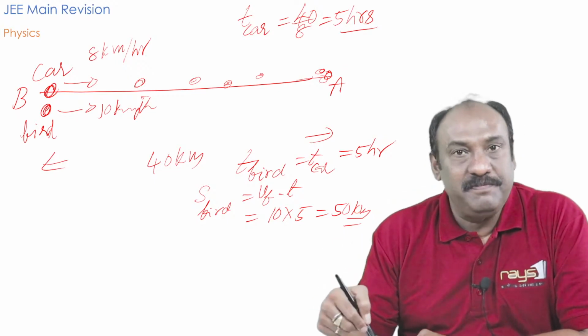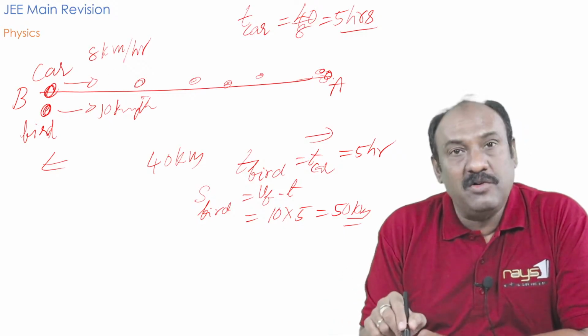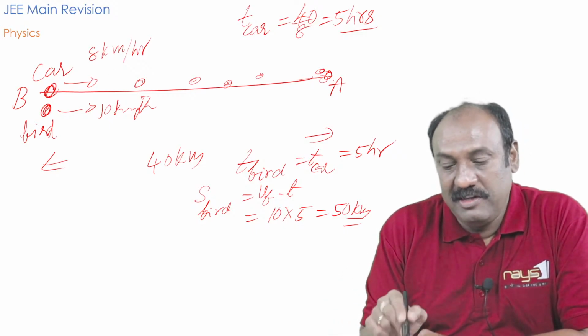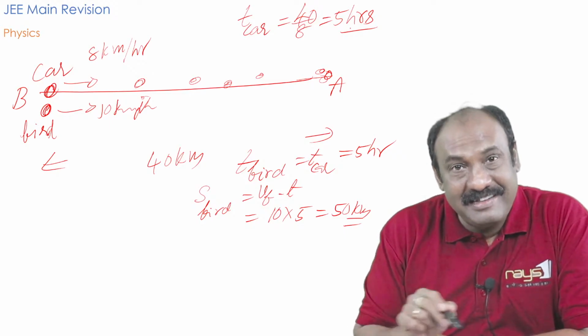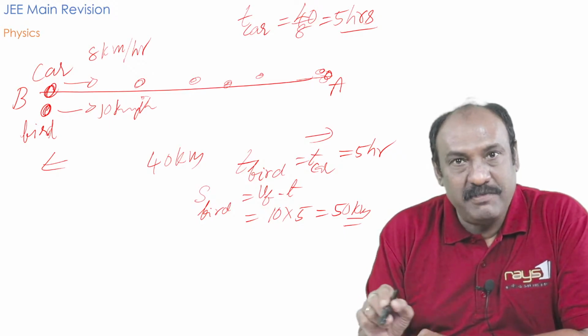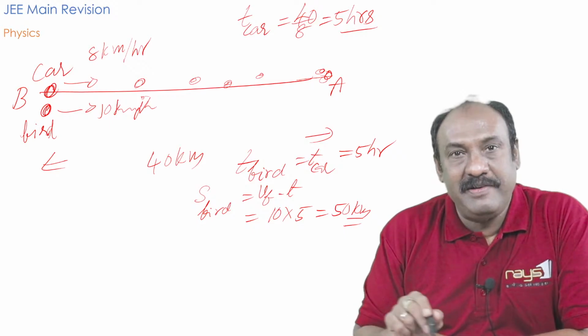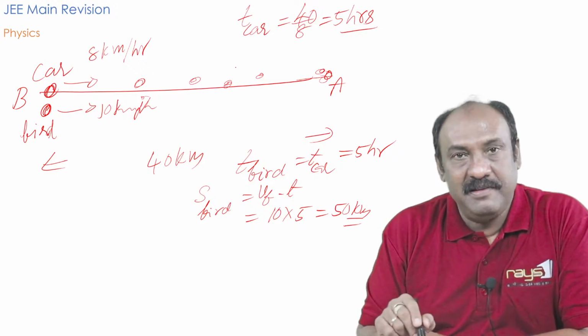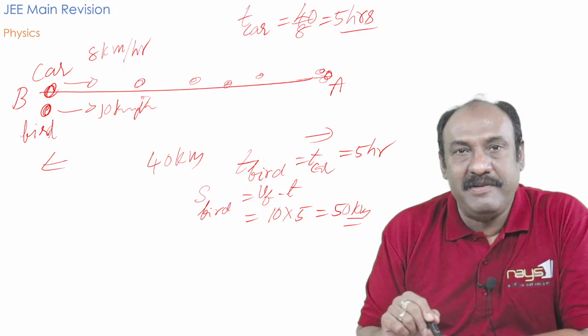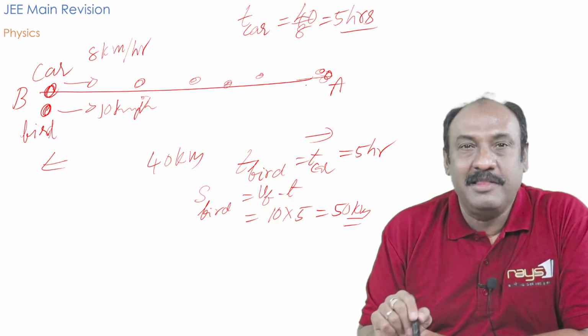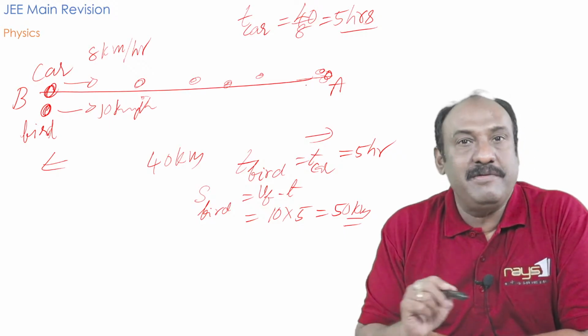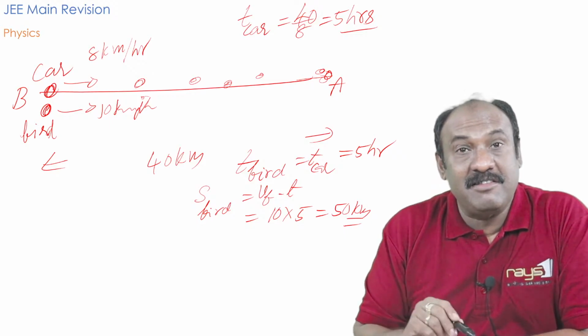Very simple. So time taken by the car to reach A is 5 hours. In this time, bird flies number of times in between car and this destination. But whatever may be the number of flights in between car and destination by the bird here, the total time must be 5 hours. In that time, what is the constant speed of the bird here?